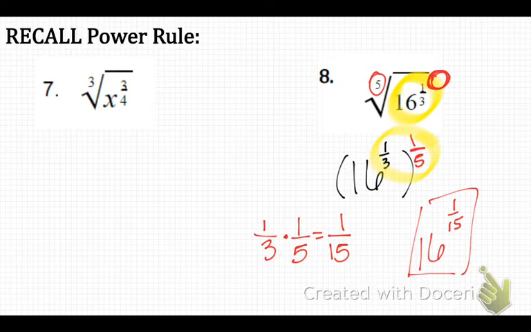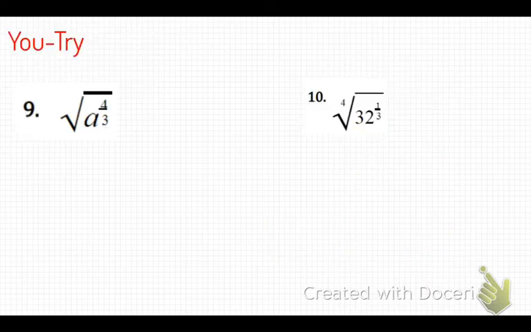The next two, 9 and 10, I want you to try those ones. 9 and 10 are you tries. Hey, you should be trying these. Try 9 and 10, please.